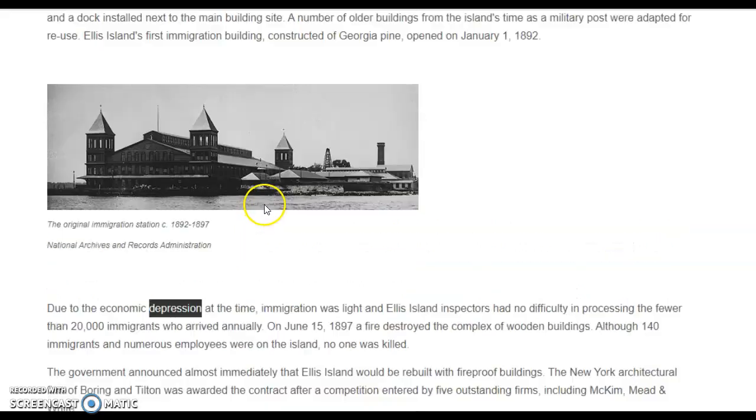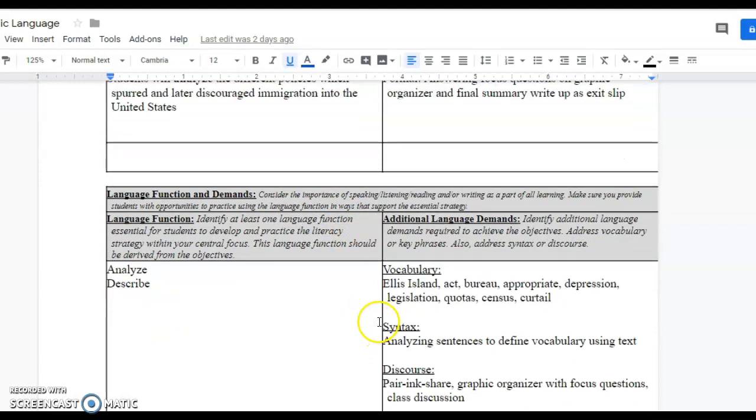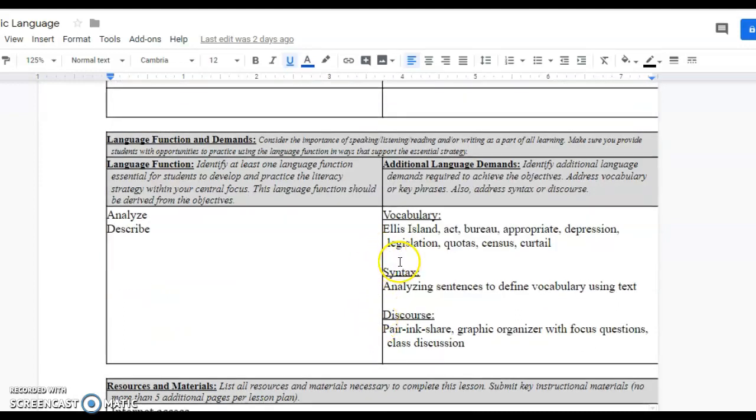So it's just important to be aware of these differences that might seem very obvious to us, but not to our students. And as evidenced by my lesson plan here, I have some definitions here that I believe students might struggle with. And as I mentioned, depression would be one of them. But then we also have the content specific ones like legislation, act. Acting would be obviously like, oh, like an actor, but no, it can be a piece of legislation or something that's enacted by the government. Census, curtail, just words that students are not familiar with.